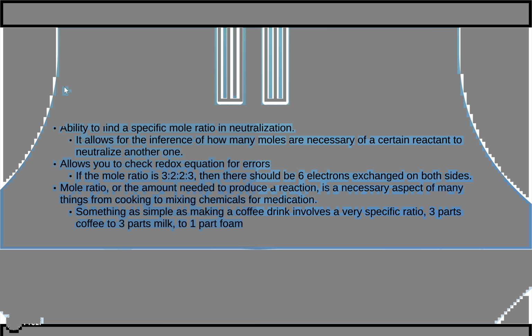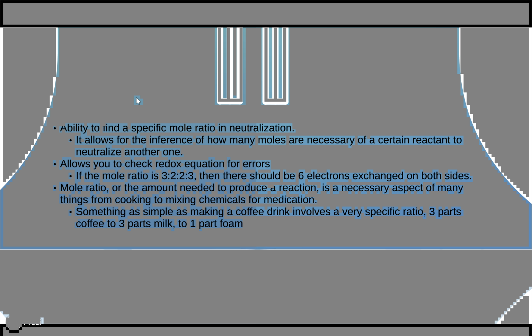So again, this comes into play a lot. Mole ratio is not just for this kind of experiment, but there are many different uses. One of the key uses is for neutralization. If you have a certain acid and a certain base, you want to know how much of that base, for example, is needed to neutralize that acid before you can dump it down the drain. Otherwise, you're going to burn a hole in your sink.